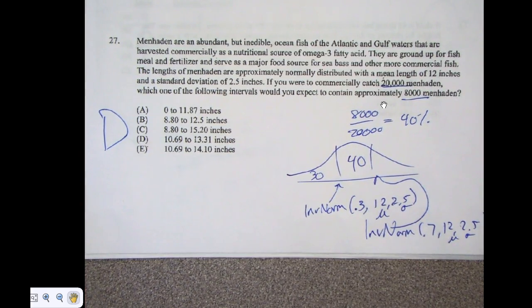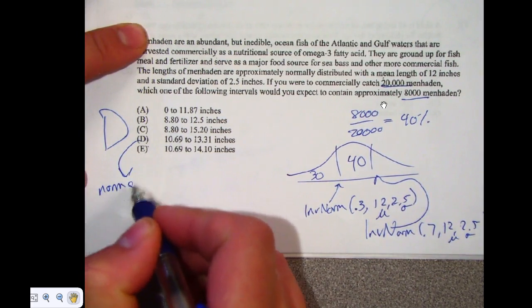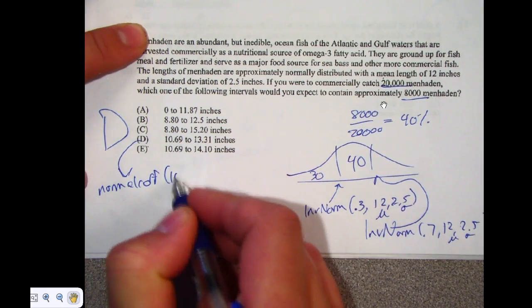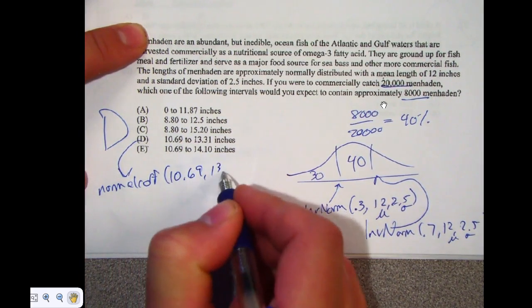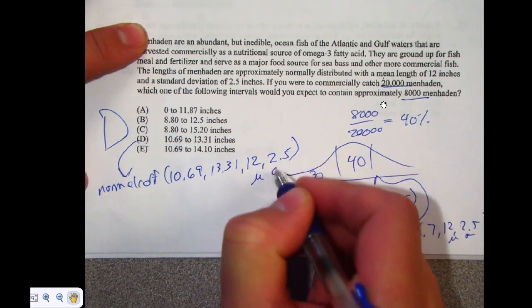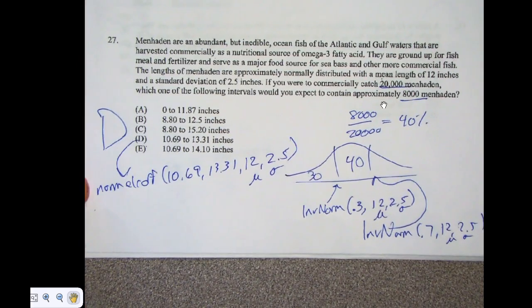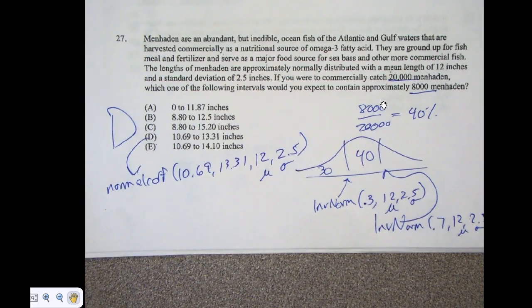Is that right? And just to verify, if you wanted to, go ahead and type in normal CDF, just to check your answer. And what should this give you? This should give you 0.4 because we're looking for 40%. So you can get at it two ways, and that always makes me feel better. If I can do something two ways and I get the same answer both ways, I'm pretty sure I'm right.